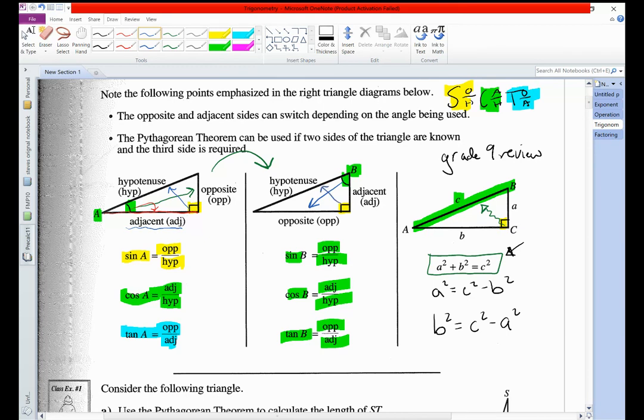It's always the one across from the right angle, or the longest side. And now our adjacent, instead of being the bottom of the triangle, is the right side right here, because it's the side that connects the reference angle and the right angle. Hopefully this is all ringing a bell. We are going to do some practice problems, so hopefully it will refresh your brain a little bit.